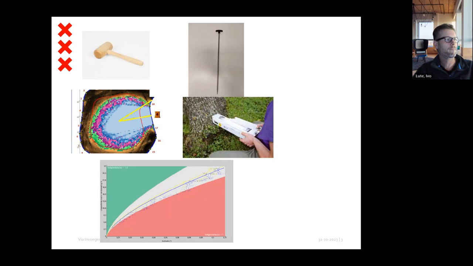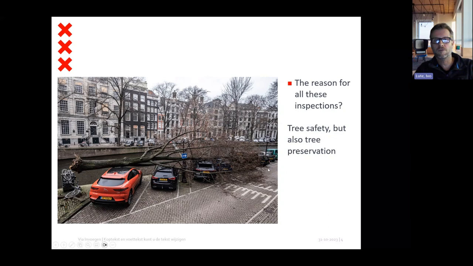And of course, there is a reason why we do our tree inspections. The Netherlands is very windy most of the time. It looks like storms are getting heavier, so that's one of the reasons we do all these inspections for tree safety, but of course also for tree preservation.